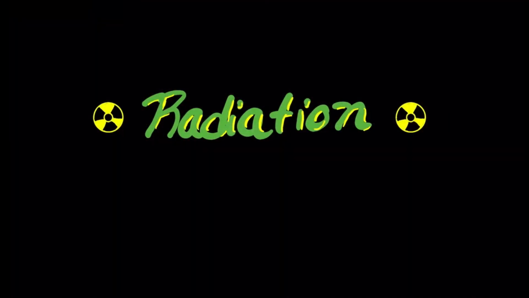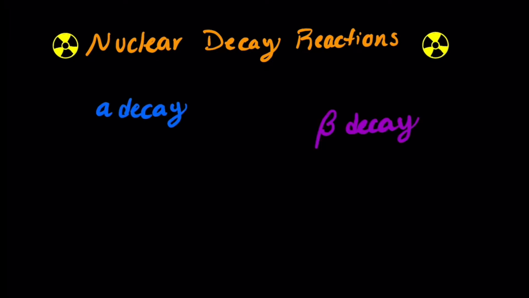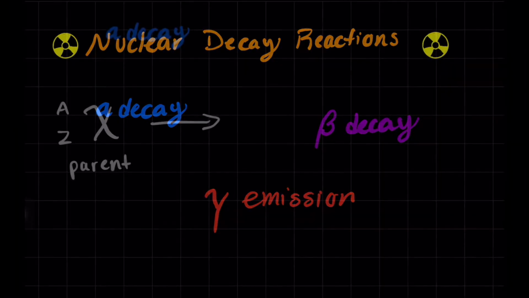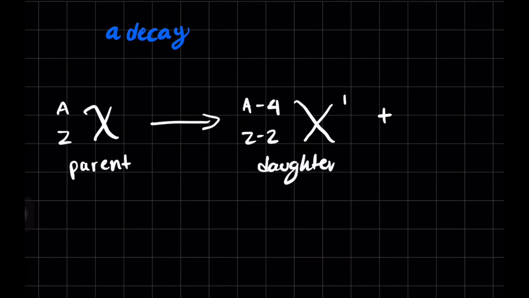Let's take a closer look into what radiation looks like. There are different types of nuclear decay reactions, but I want to take a look into the most common ones, which are alpha decay, beta decay, and gamma emission. Alpha decay looks like this. A parent radionuclide decays into a daughter nuclide with 2 less protons and 2 less neutrons, and an alpha particle, which contains 2 neutrons and 2 protons.